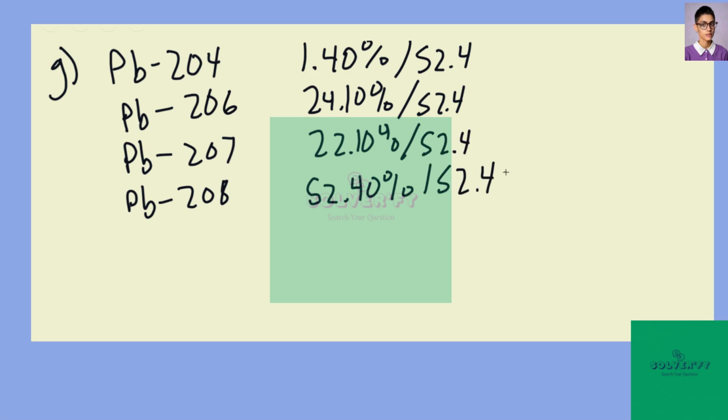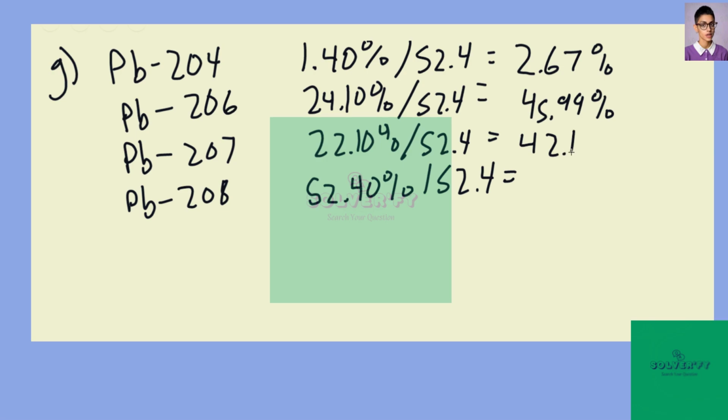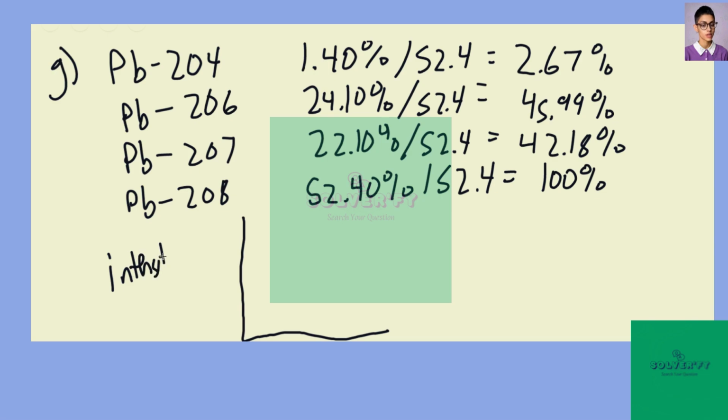And so that gives us intensities of 2.67%, 45.99%, 42.18%, and 100% for lead 208. Now we can sketch our mass spectrum. On the y-axis, we have intensity in percent. And on the x-axis, we have mass in AMU.